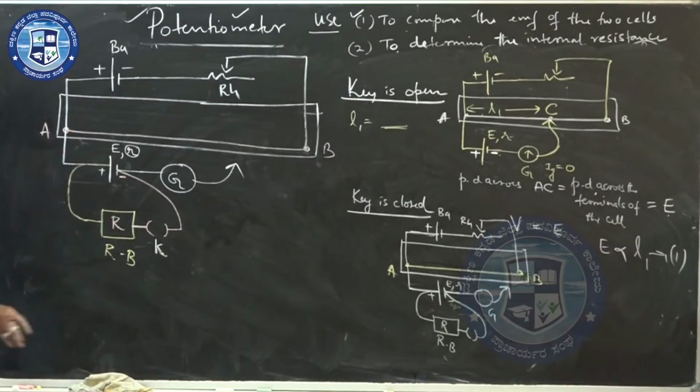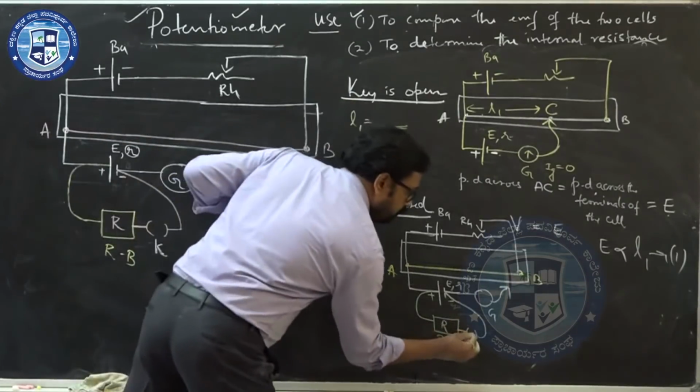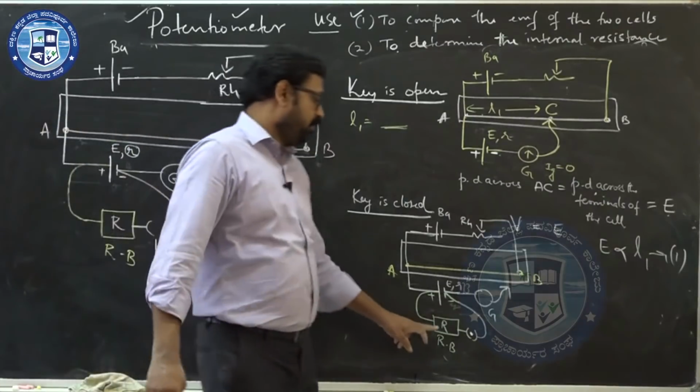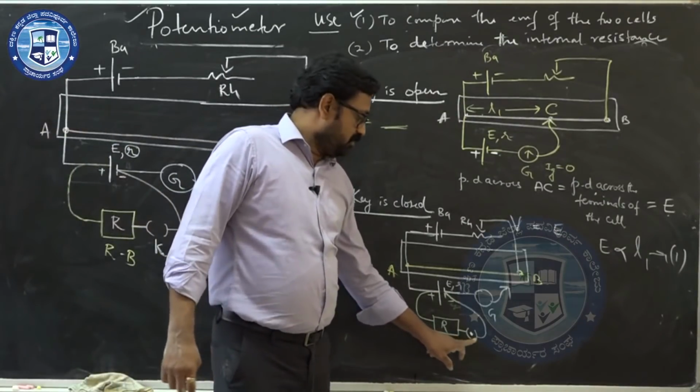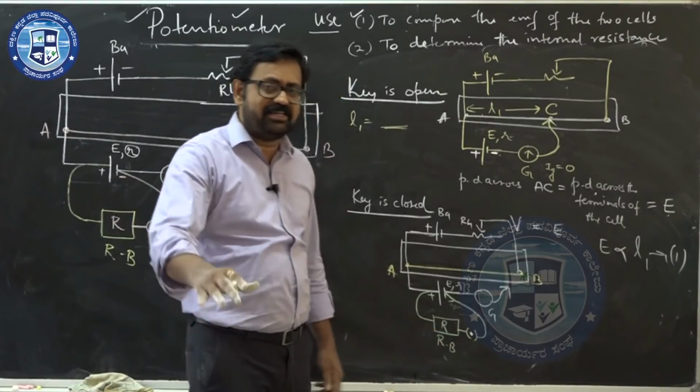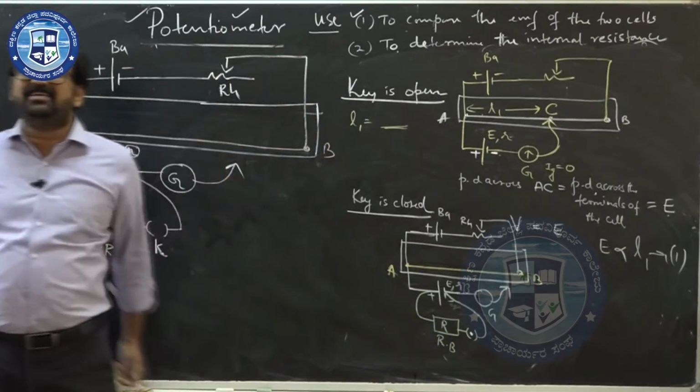Same circuit, but this time the key should be closed. Key is closed. I kept some resistance in the resistance box for your information. Remember, this key will not have a resistance, just like metal strips, copper wires, their resistance is negligible if they have any.